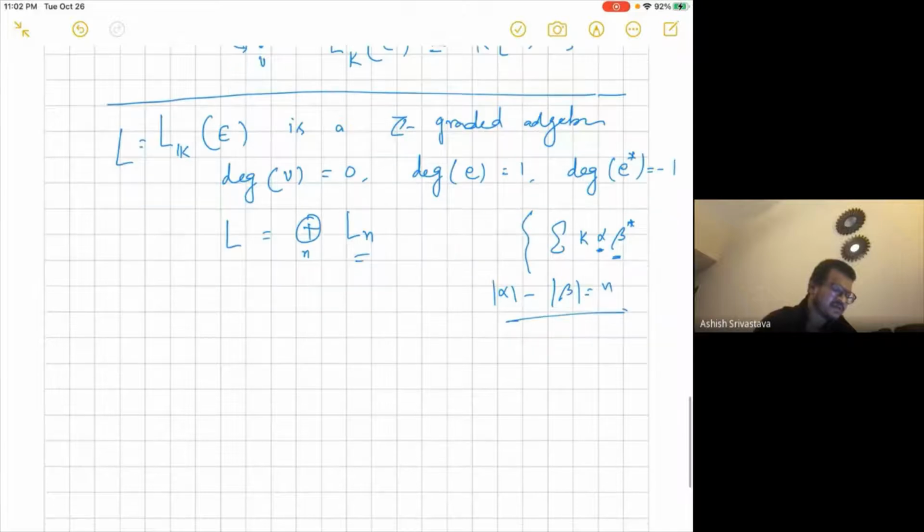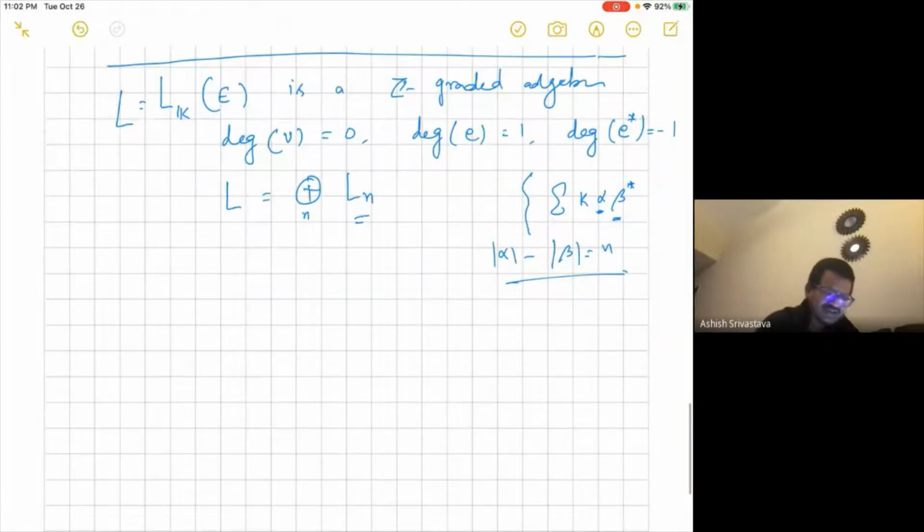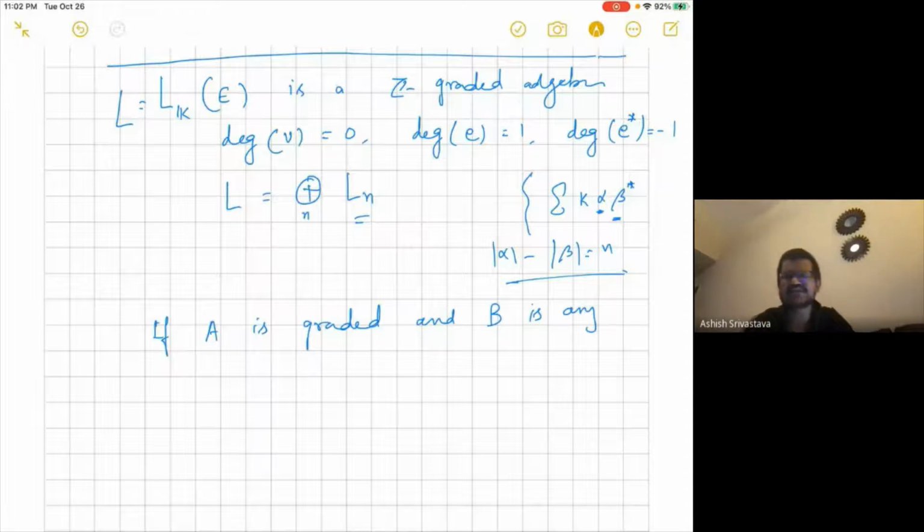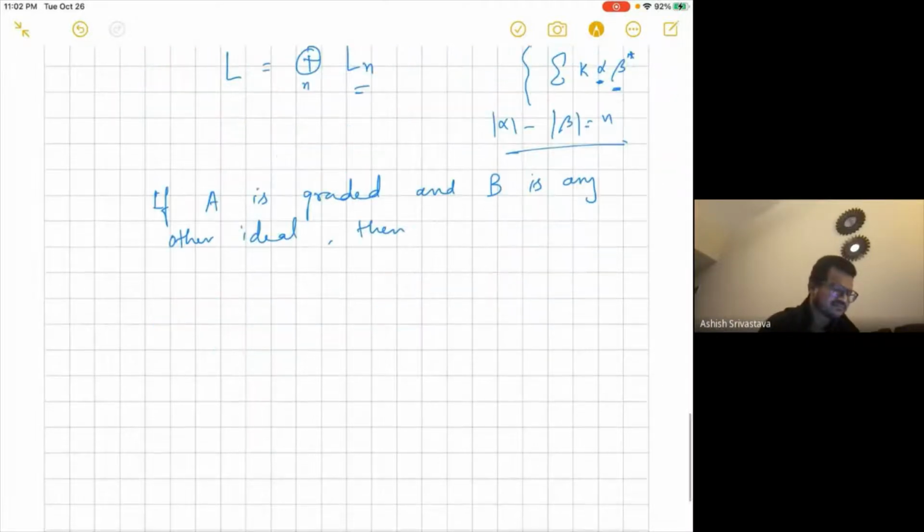So what happens is that if you take two ideals, where one of them is graded, so A is graded and B is any other, and when I say ideal, that means two-sided ideal, right? Then something very interesting happens: AB equals BA. That's very surprising.